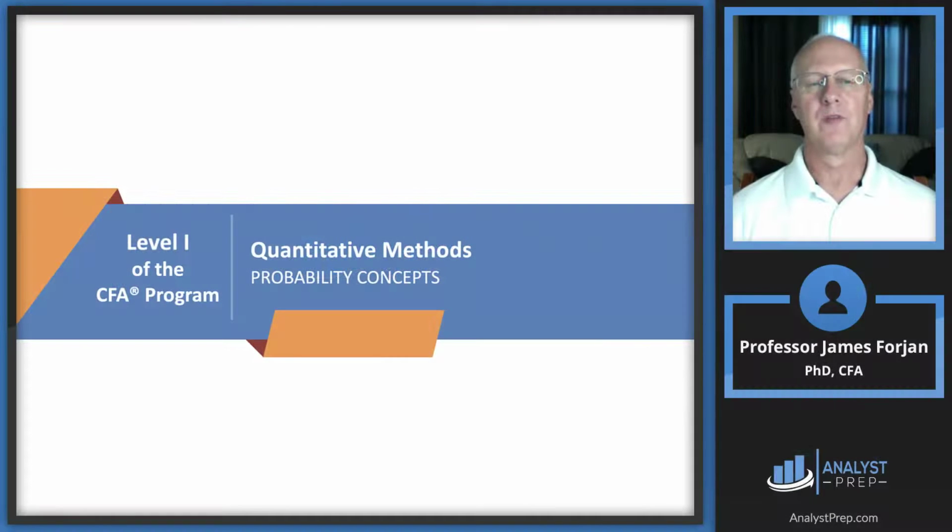This is level 1 of the CFA program, the topic on quantitative methods and the reading on probability concepts. From my perspective, this is among the most important readings in level 1 because it provides us with a great foundation to apply these probability concepts to other financial decisions that we're going to make throughout level 1 and then of course level 2 and level 3.